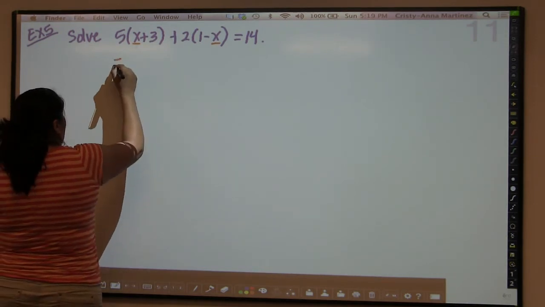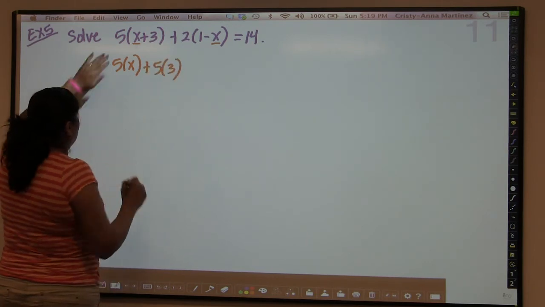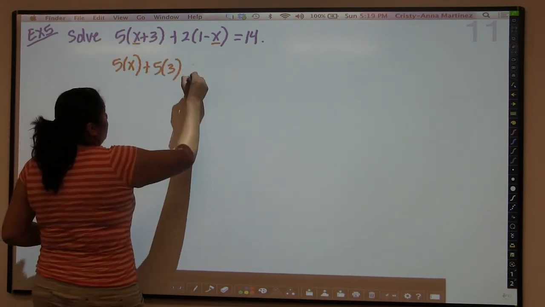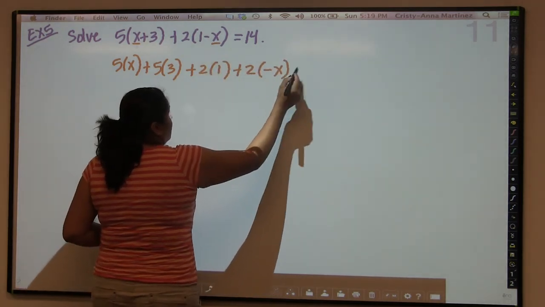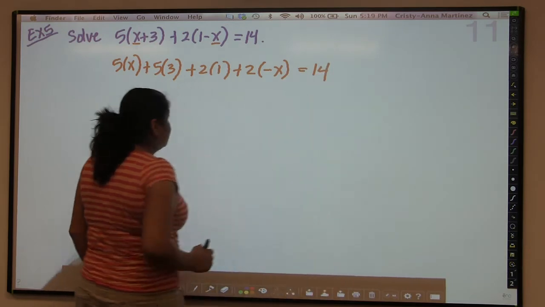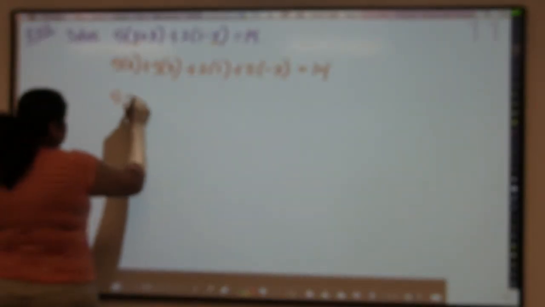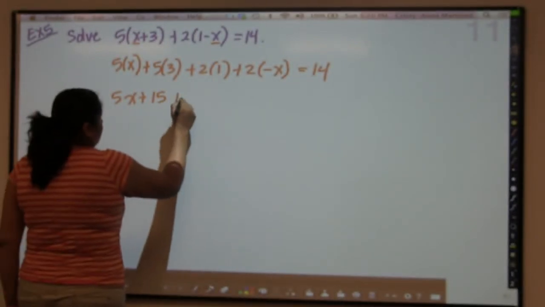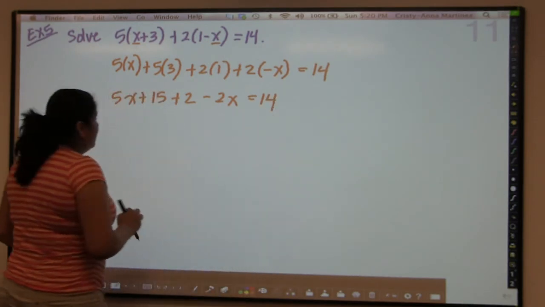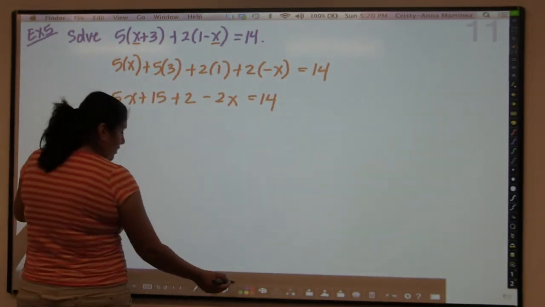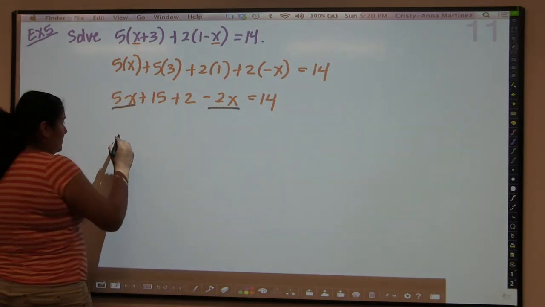So we're going to go 5 times x plus 5 times 3, so we're going to distribute the 5 there, and then we're going to go plus 2 times 1 plus 2 times negative x equals 14, and that's our first use of the distributive property. Then we'll simplify this to 5x plus 15 plus 2 minus 2x equals 14. And now we can combine like terms, so we can take our 5x's and our negative 2x's and call that 3x's.